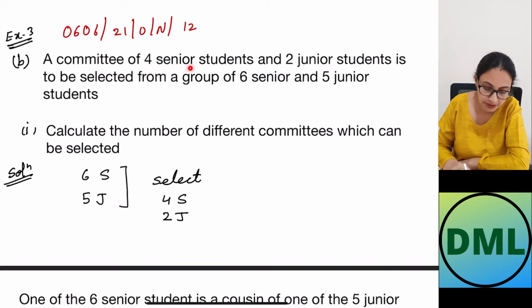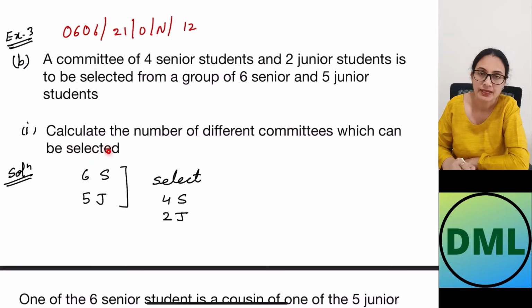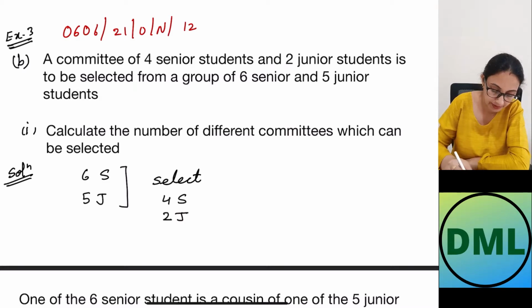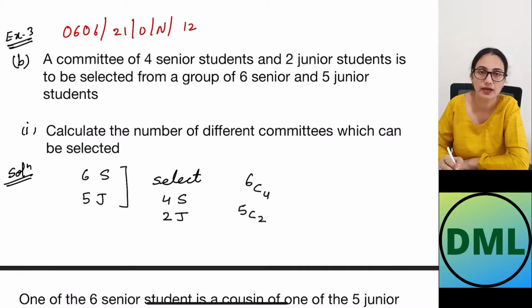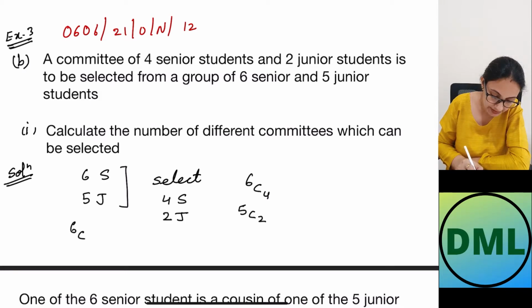A committee of 4 senior students and 2 junior students is to be selected from a group of 6 senior and 5 junior students. Calculate the number of different committees which can be selected. Now you have 6 seniors and 5 juniors. Out of them you are selecting 4 senior students and 2 junior students. So this can be done in 6C4 and 5C2 ways, because I am doing it together, so I have to multiply my answer. So it will be 6C4 multiplied by 5C2, and your answer will be equal to 150.